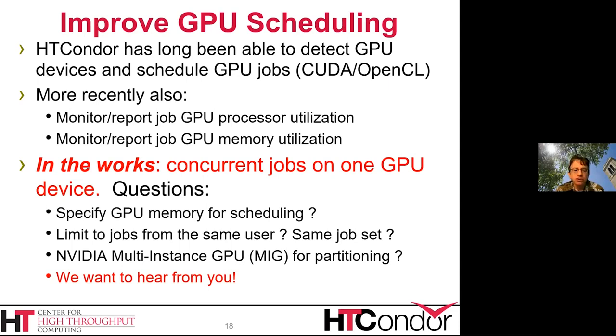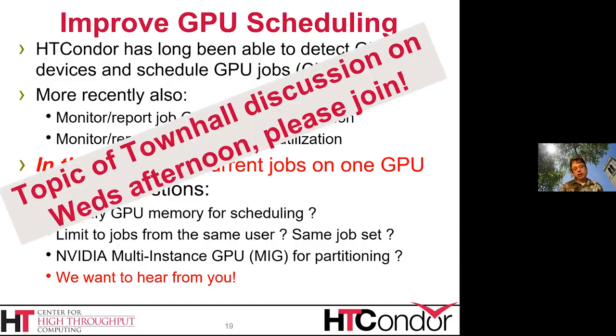Should we ask users to specify the GPU memory required by their job for scheduling purposes? Should we limit the jobs that we run on the same GPU device to be from the same user, or perhaps from the same job set? How should we best use MIG devices? We have ideas on all this, but we want to hear from you. And utilizing multiple jobs on one GPU device is a topic of a town hall discussion on Wednesday afternoon. If you're interested in running GPU jobs, we ask that you join us.